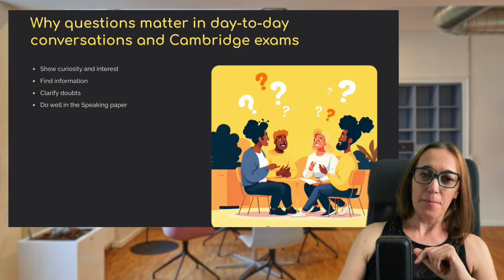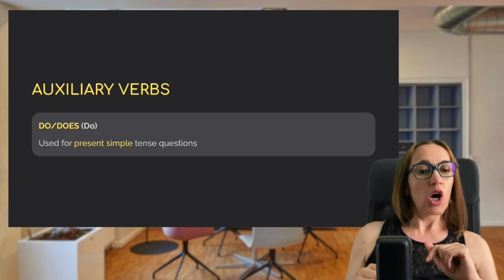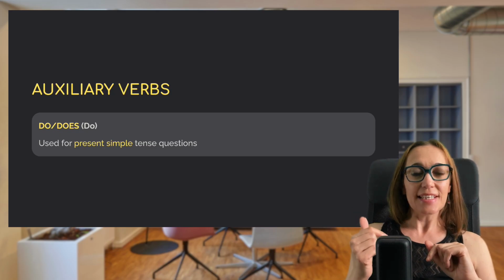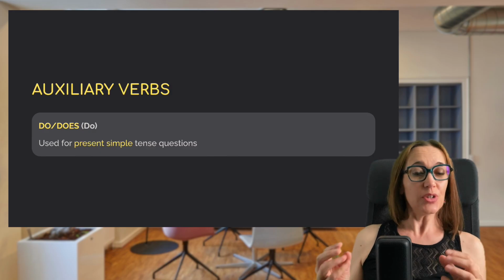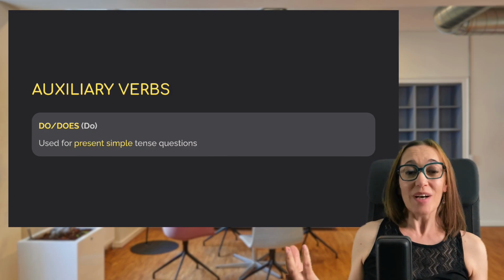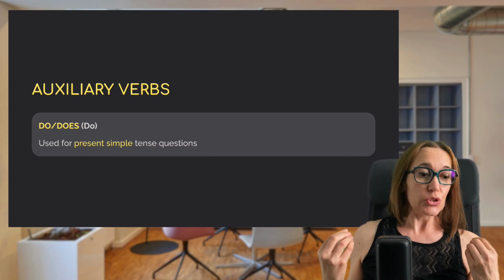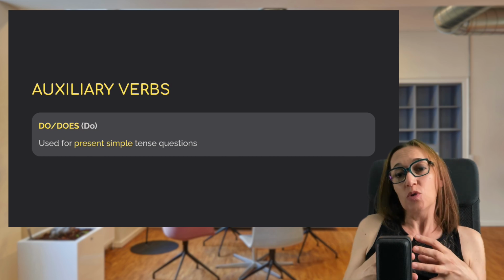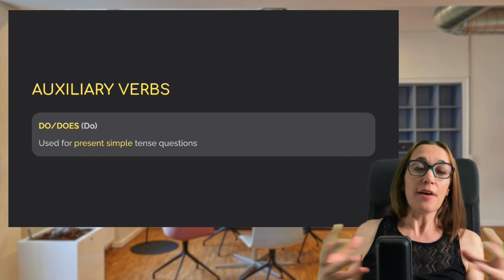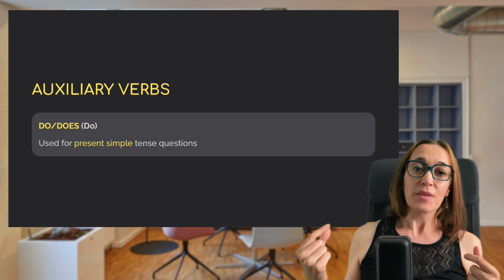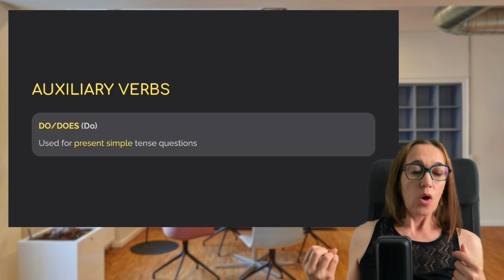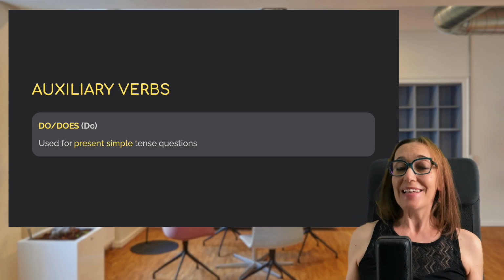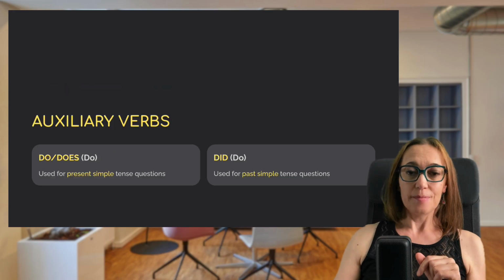Let's look at them. First, we've got do and does. These are the present simple forms of the verb to do, and they, of course, help us build questions in present simple to find information about people's routine, about everyday actions. For example, what do you do in the morning? Where do you study?